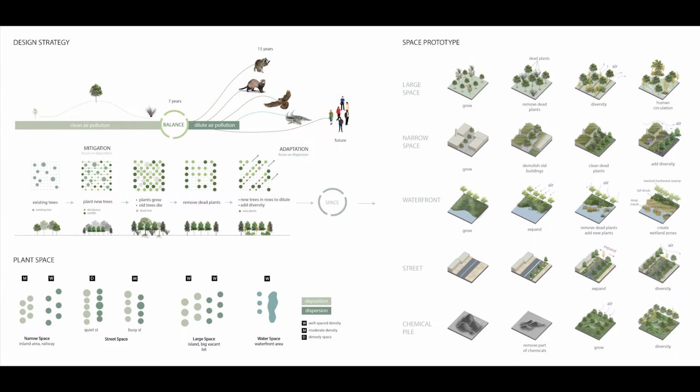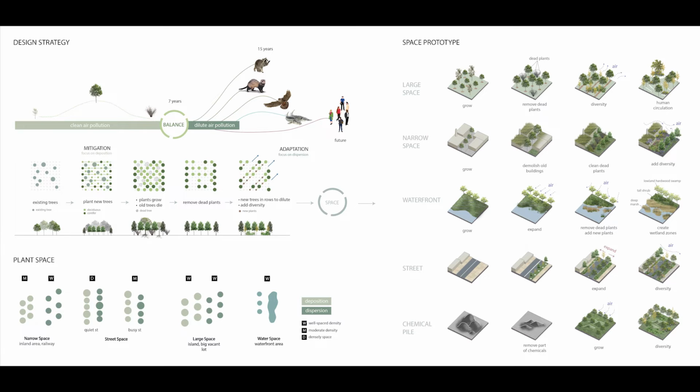In the adaptation phase, I will consider more about how to restore original habitats and in the future maybe provide human activities on that island. For the planting pattern, at first there are some existing trees and then I plant some new trees, which contain both deciduous trees and conifer trees.